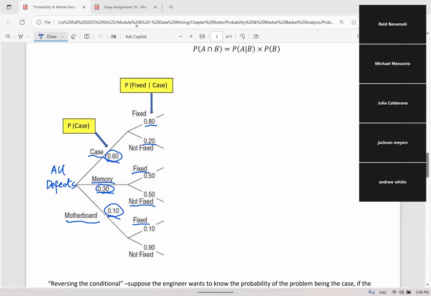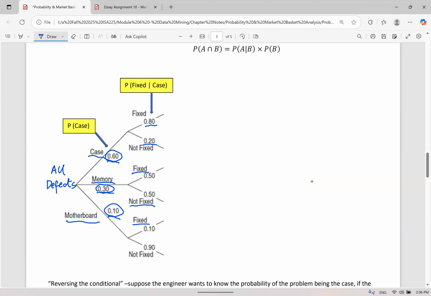Talking about the ones at the end or the first step of the tree? The first step of the tree. Would that be conditional? Conditional, I'm talking about these three: 0.60, 0.30, 0.10.